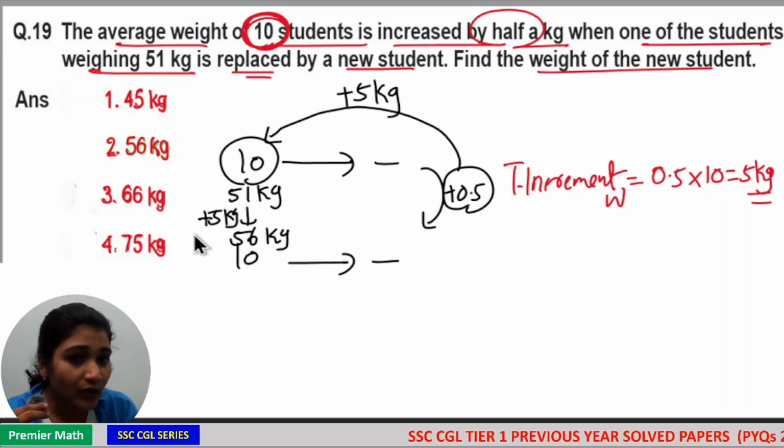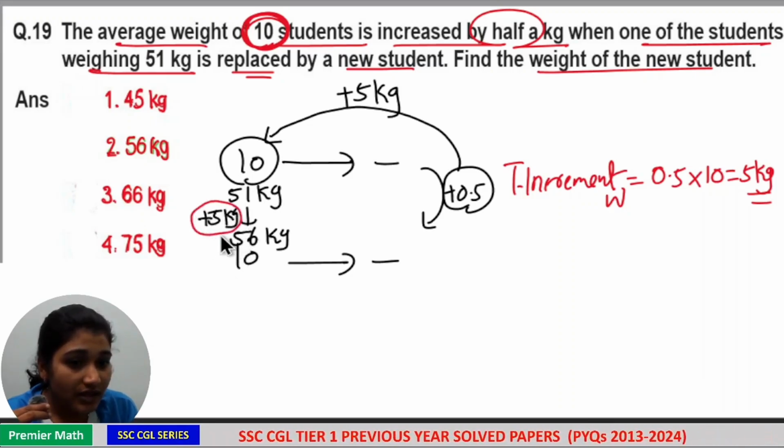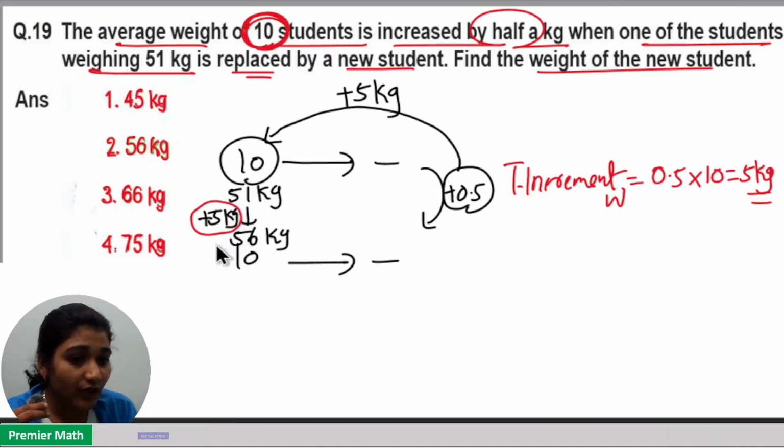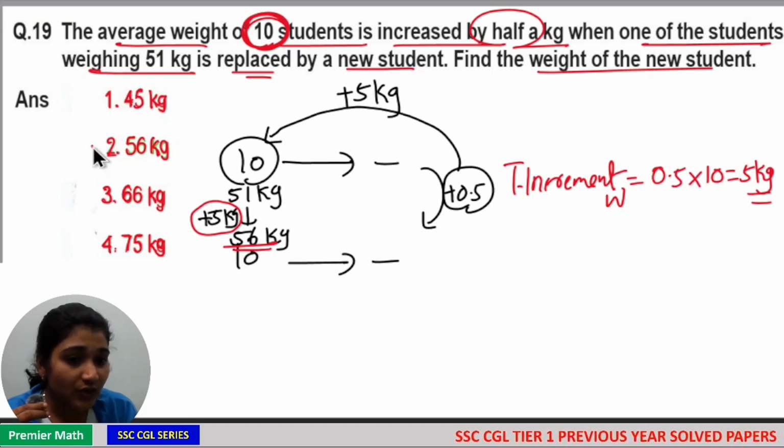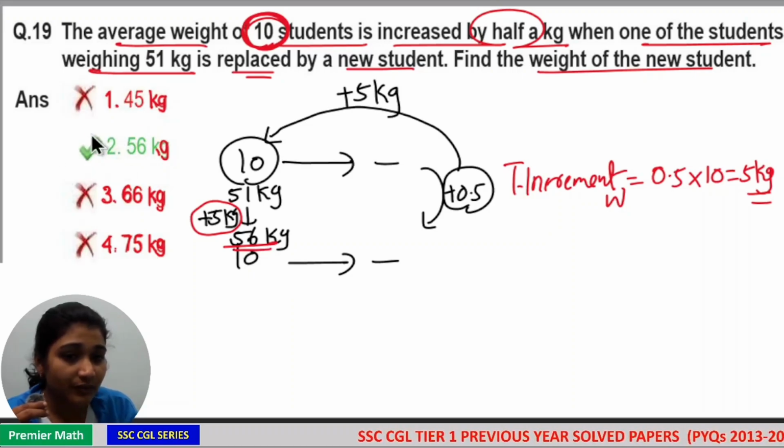Then this 5 kilogram increment takes place. So here the total weight increment is equal to 5 kilograms. 51 plus 5 is equal to 56. So the new weight is equal to 56 kilograms. Option 2 is your answer. The new weight of the person is 56 kilograms.